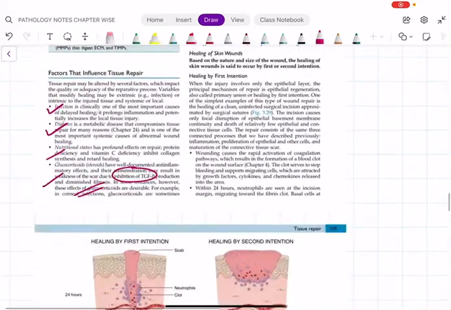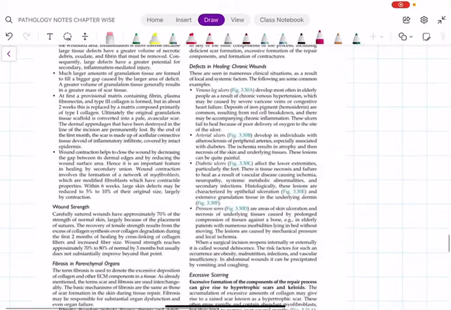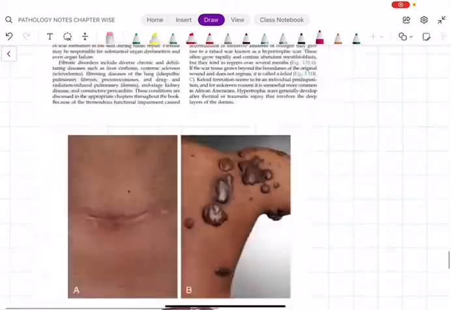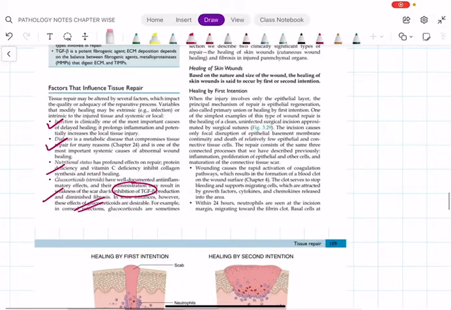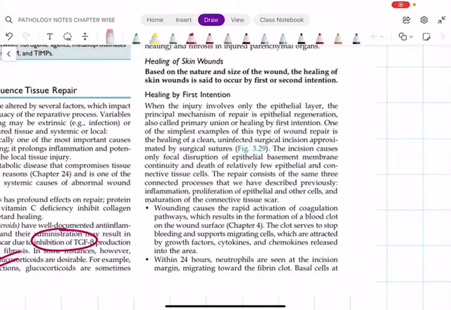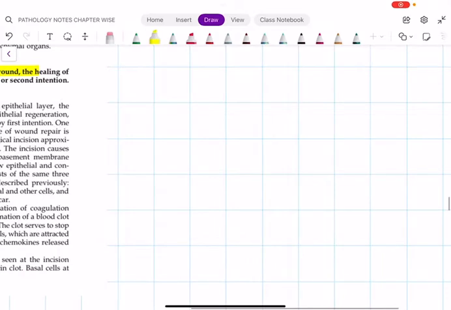Next, we are going to see the healing of skin wounds. Healing of skin wounds is mainly of two types. Number one is healing by first intention and healing by second intention. Remember, there is a lot of confusion regarding this. Healing by first intention or second intention is mainly based on the nature and the size of the wound. For example, if the wound is a clean, incised, well-cleaned wound, for example, like this.